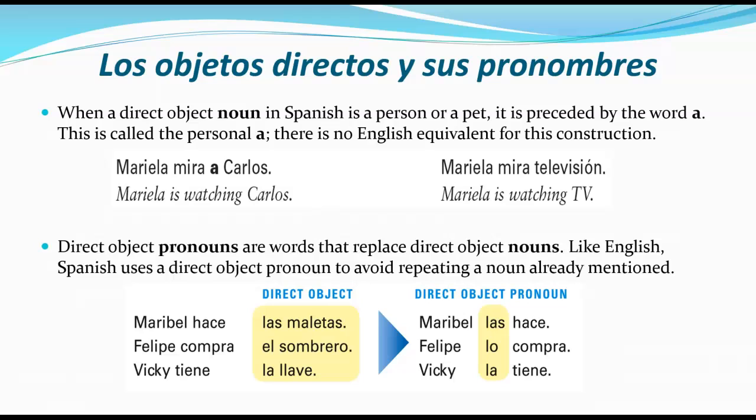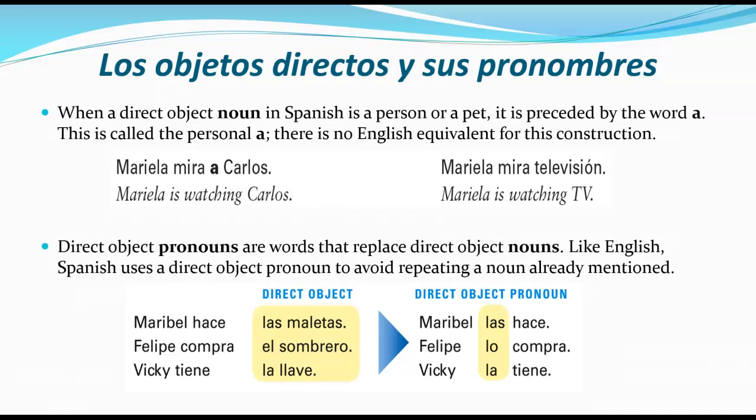Okay, one thing to know is that when a direct object noun in Spanish is a person or a pet, because we tend to personalize our pets, it is preceded by the word a. This is called the personal a. In English, it's called the personal a, or in Spanish, it's called the a personal. There's no equivalent whatsoever in English to this. It doesn't translate to anything.